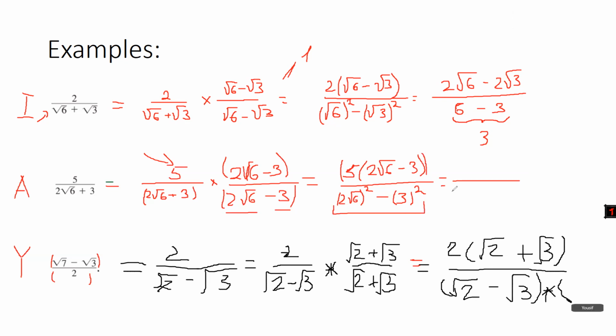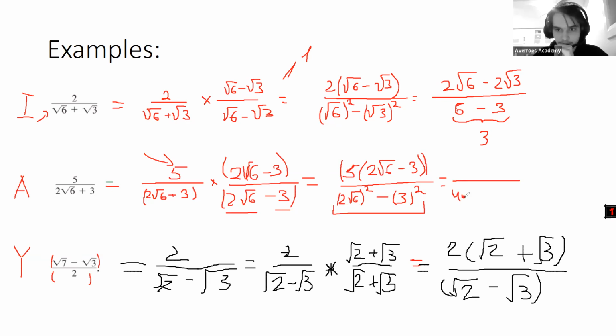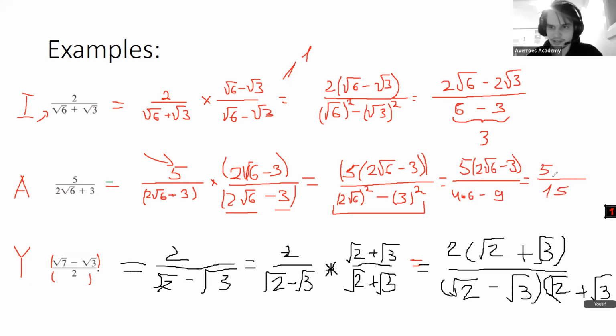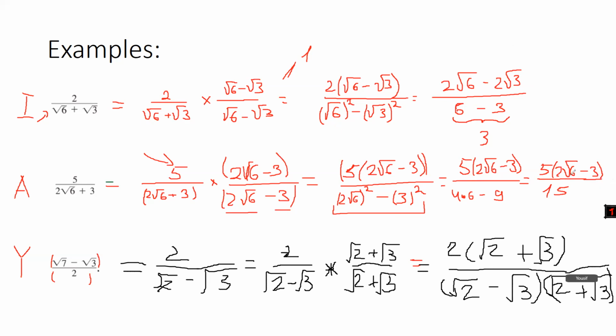Would you square the 2 and then it'd be 4 times 6? Yes, exactly. It would be 4 times 6 and then subtract 9. Yeah. So the final answer would be 5 bracket 2 root 6 subtract 3, over 24 subtract 9, which is 15. Yep. But still, is that the final answer? If you could simplify the top, then no, but I don't think you can, so yes.